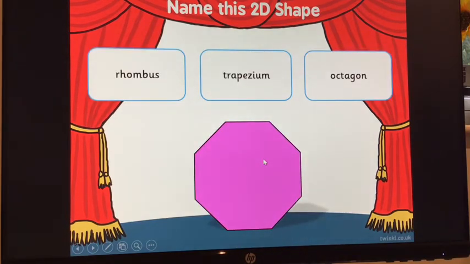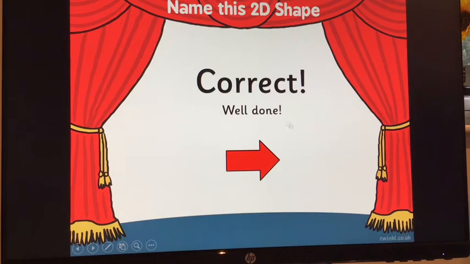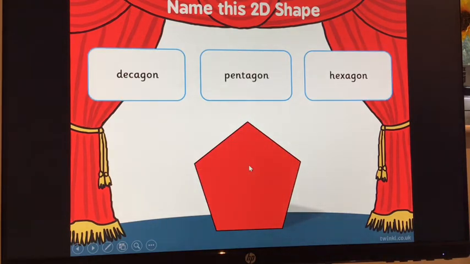Is this a rhombus, a trapezium, or an octagon? And if you count the edges, you'll work out that this is an octagon because it has 8 sides. Is this a decagon, a pentagon, or a hexagon? This is all about counting the number of sides on the shape. And it is a pentagon.